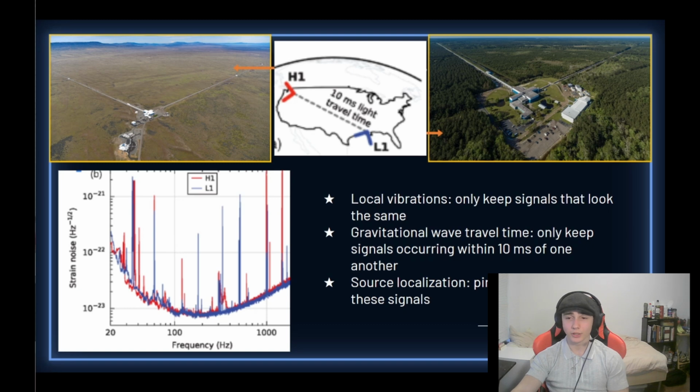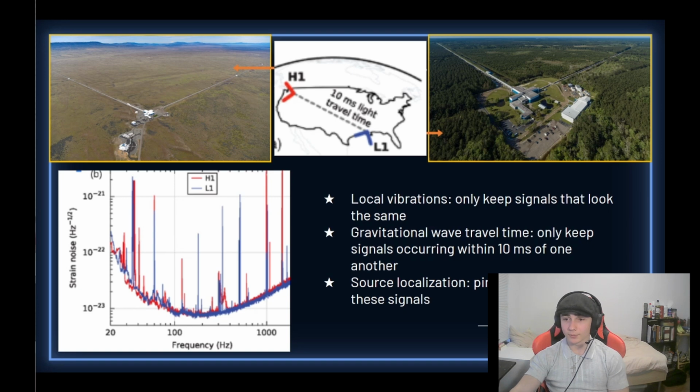LIGO's detectors are incredibly sensitive, not just to gravitational waves, but also to vibrations of any kind, like for example cars driving by, or earthquakes, or even slight temperature changes. To deal with this, LIGO uses two identical detectors 3,000 kilometers apart, and this distance helps in three major ways. There are local vibrations, like for example trucks, which get filtered out.